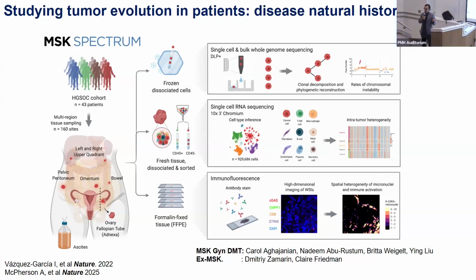And this was by generating single cell suspensions in a same-day workflow, but also we had fresh frozen material and then formalin fixed tissue for spatial analyses. And so the view was that we could take a multimodal approach by studying single cell genomics, single cell transcriptomics, and spatial biology with immunofluorescence. And so those are the three buckets that you see here in this diagram.